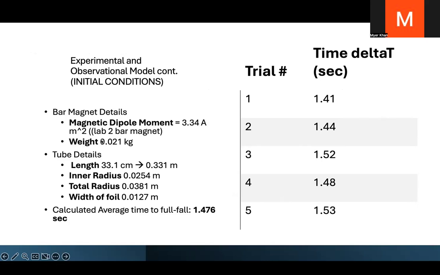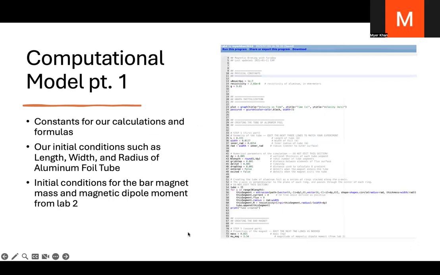In terms of our initial experimental findings, we know from lab two that the magnetic dipole moment of the same magnet I used is 3.34, with a weight of 0.021 kg. For our aluminum foil tube, the length is 0.331 meters, the inner radius is 0.0254 meters, the total radius is 0.0381 meters, and the width of our foil is 0.0127. And so with our trials here, the average time was 1.467 seconds.